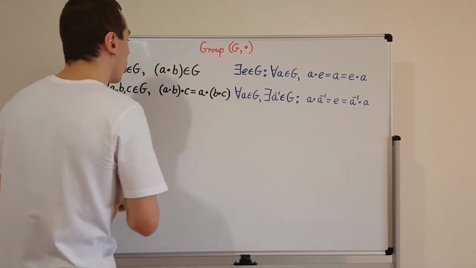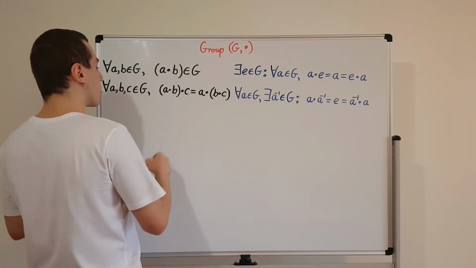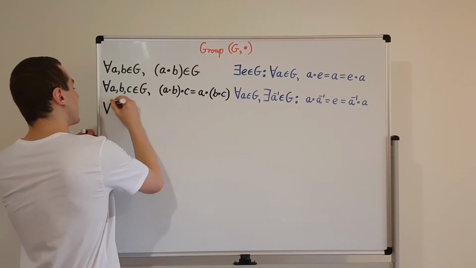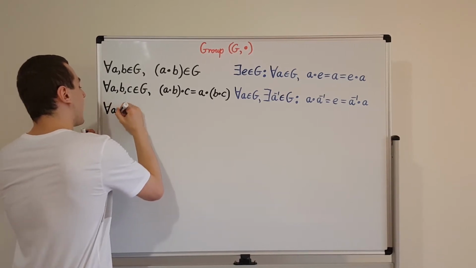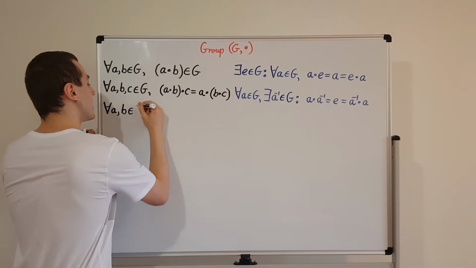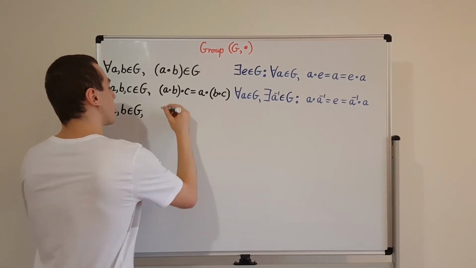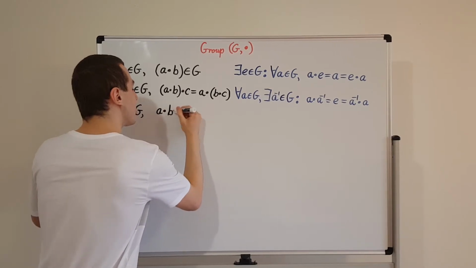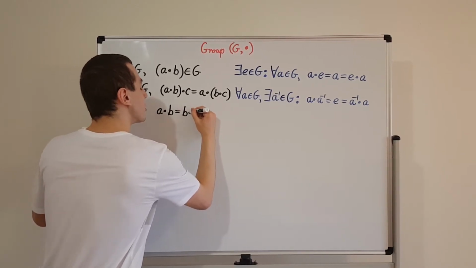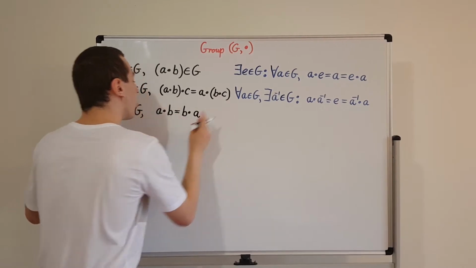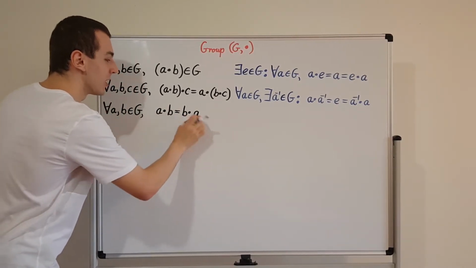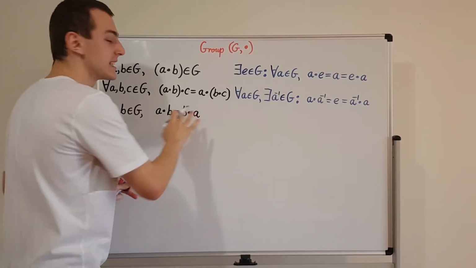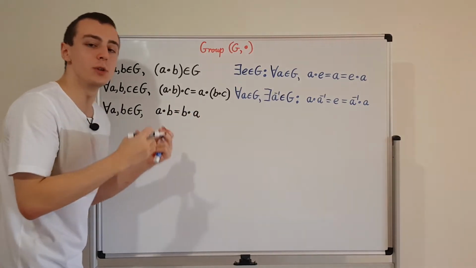Now, let's introduce one more property. And that property is called commutativity. I'll write it out in formal notation over here. For all A's and B's that belong to the set capital G, I want the property where A dot B is equal to B dot A. So the order in which we combine these elements does not matter. So A dot B is the same as B dot A. And if that property is satisfied, then we call this a commutative group.